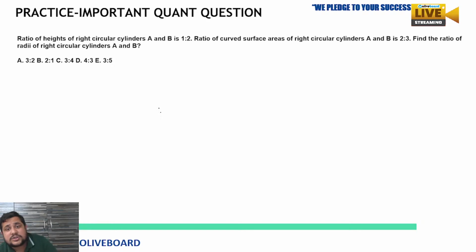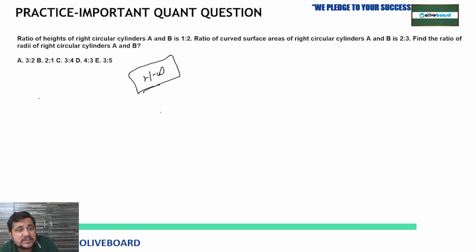Now this question is the homework for you all, and it belongs to mensuration, right? The ratio of heights of right circular cylinders A and B is 1:2. The ratio of curved surface areas of right circular cylinders A and B is 2:3. Find the ratio of the radii of right circular cylinders A and B. So these are the 5 options available, and I'll be expecting the answers from you all.